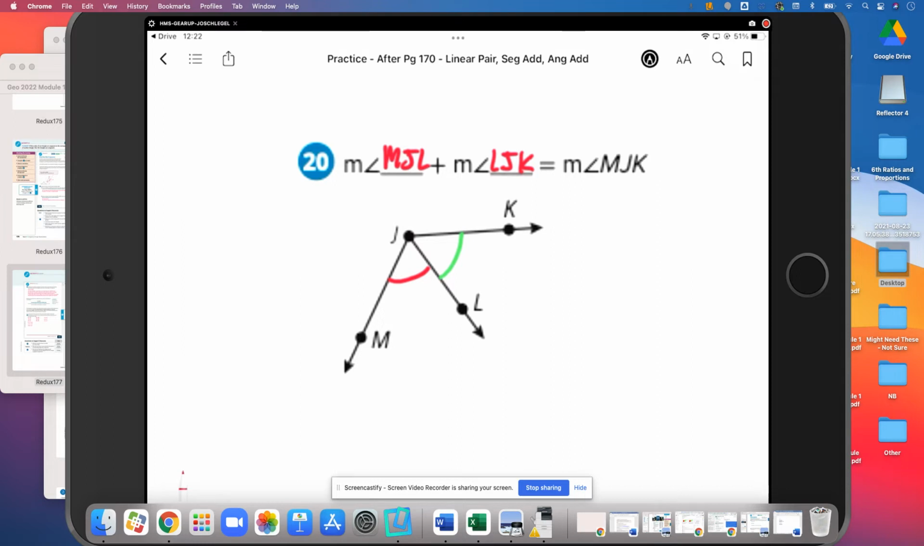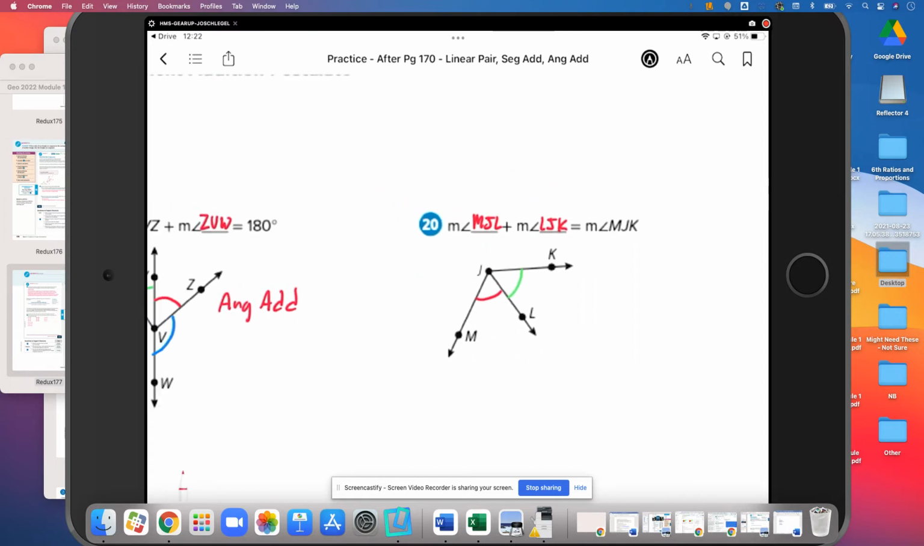And again, as always, there's a couple different ways to name these angles. If you name the first angle LJM, that would work. And I think you get the idea there. We could also reverse the order of these, and we could have put LJK first, because with addition, we can reverse the order and we still get the same thing.